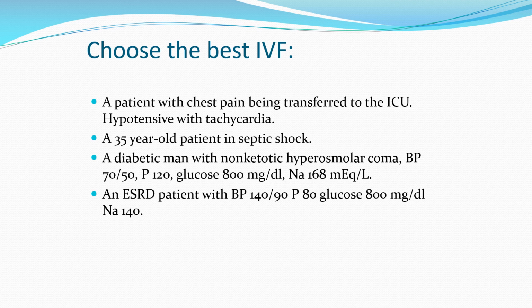In the fourth example, an end-stage renal disease patient with a blood pressure that's mildly elevated at 140/90 with a pulse of 80, who's hyperglycemic with a very high glucose level of 800 and a normal sodium level of 140. What would you do for this patient? Well, this is kind of a trick question. An end-stage renal disease patient is not going to develop an osmotic diuresis from hyperglycemia. So in this hyperglycemic, borderline hypertensive end-stage renal disease patient with a normal sodium level, no fluid would be necessary.